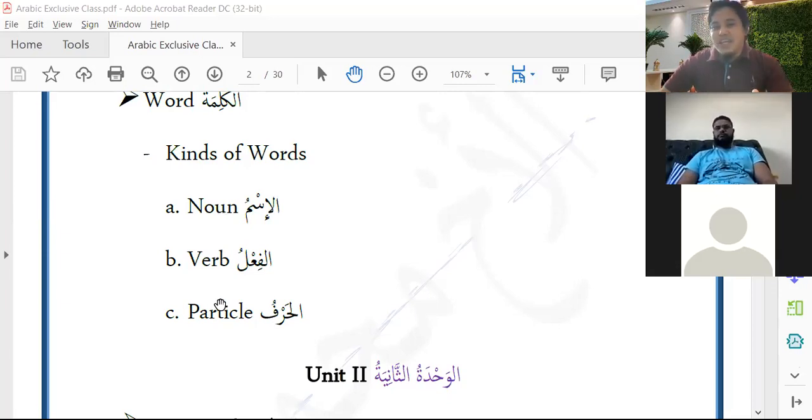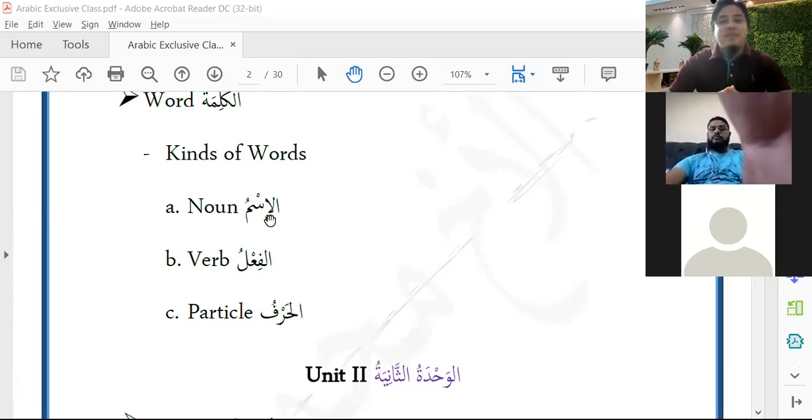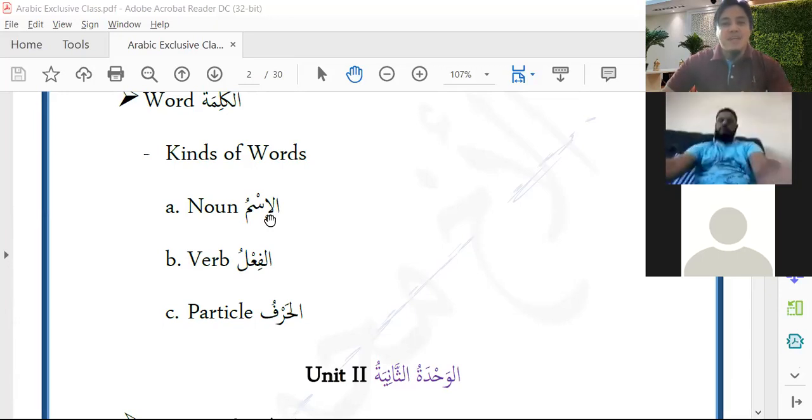So noun, verb, and particle. In Arabic, I believe every one of you can read Arabic, right? All of you can read Arabic. Excellent. Great. Alhamdulillah. So now the thing is for you to memorize the terminologies that we are going to use in learning the Arabic language, inshallah. So in Arabic, instead of saying noun, we will use the Arabic term al-ism. The verb in Arabic is al-fi'l. Then the particle is al-harf.